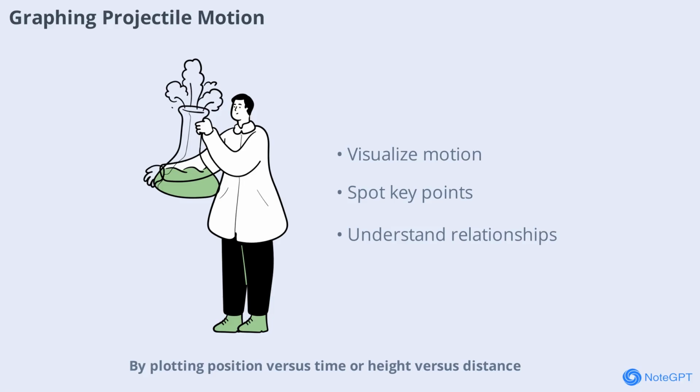By plotting position versus time or height versus distance, you can see the parabolic path and analyze key points like maximum height and range. Graphs make it easier to spot trends and understand the relationships between variables.